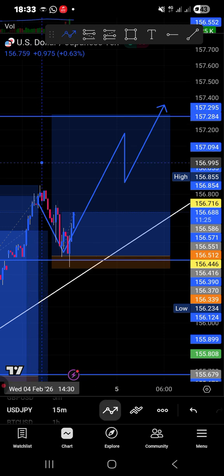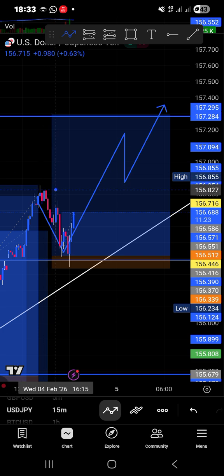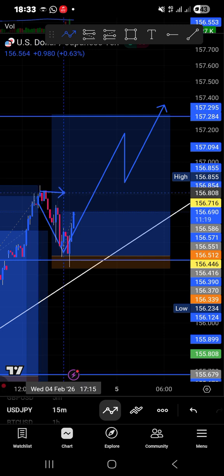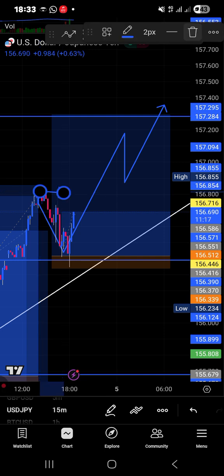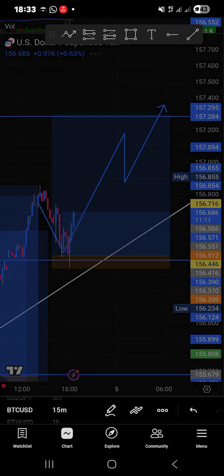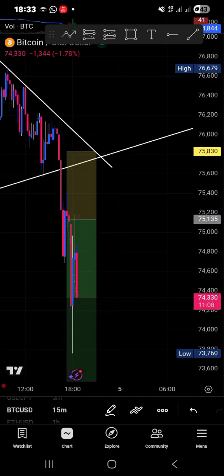Let me show you over here. Over here, this, it will also retest the zone before it goes to the upside. So let me take you to BTC and show you.